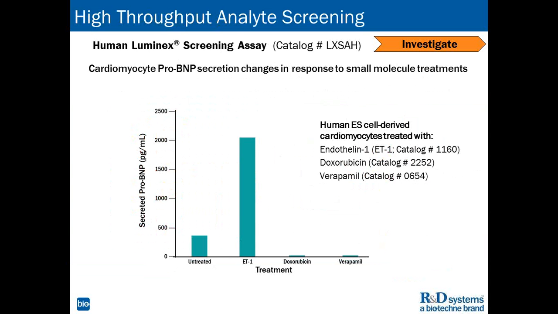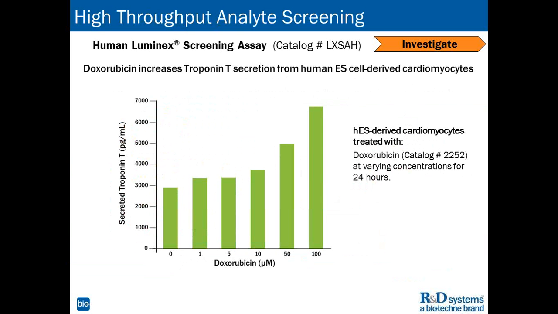Just to give you some sample data using Luminex, in this example we're looking at, again, hypertrophy in endothelin-1 induced cells, and we can see nice induction of pro-BNP after treatment with endothelin-1, and we're not seeing that in the other two drugs that we're treating with. Additionally, we can look at secretion of troponin T, which is a biomarker for heart failure, and we can see the increased dose response we're able to detect using Luminex when treating with doxorubicin.